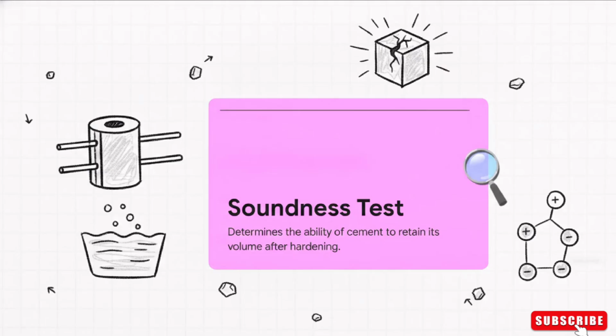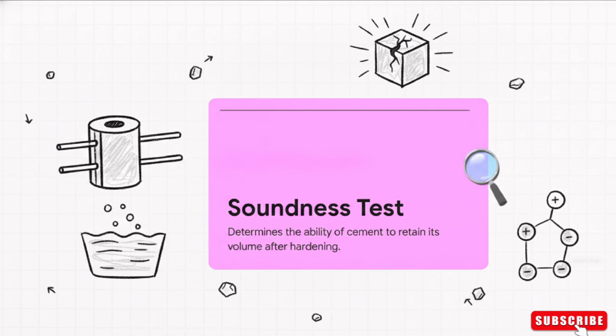First up in this heavy-duty section is the Soundness Test. The main objective here is to figure out the ability of the cement to actually retain its volume after it has hardened. For this, we're using what's called the Le Chatelier apparatus. We prepare our paste, fill up the mold, and then immerse the whole sample in water so we can accurately measure its expansion. Now, why does this even matter?